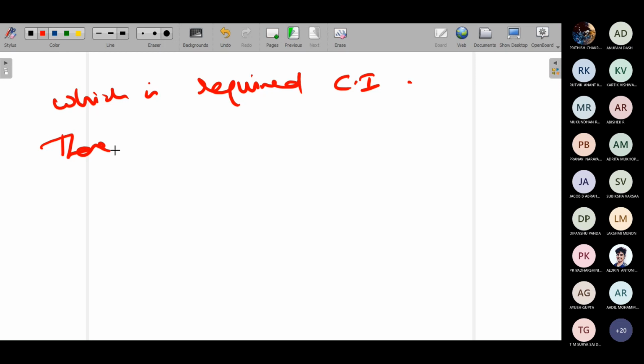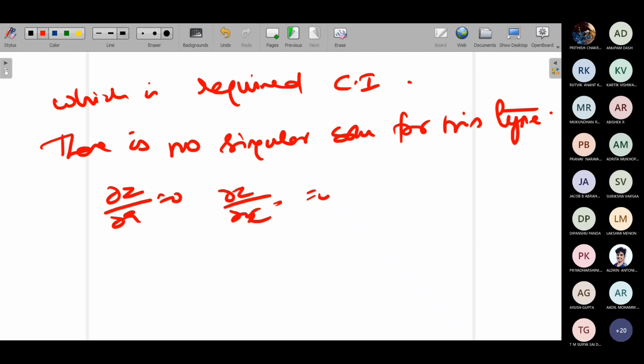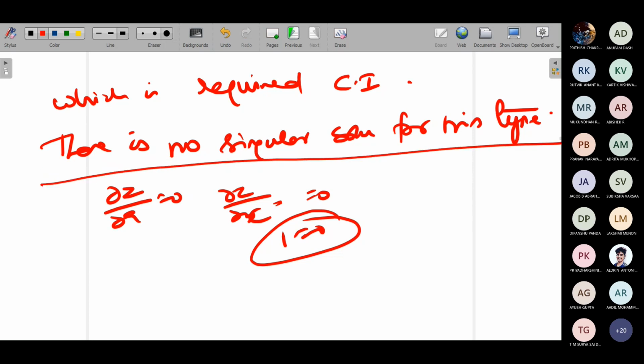There is no singular solution for this type. You can directly write down, or if they want you to explain, you have to write that dou z by dou a equal to 0, dou z by dou b, dou c equal to 0. So you get 1 equals 0, an absurd solution. Therefore, there is no singular integral for this type. You can just write that down if it is required. Otherwise, you can directly write down. Is it clear?